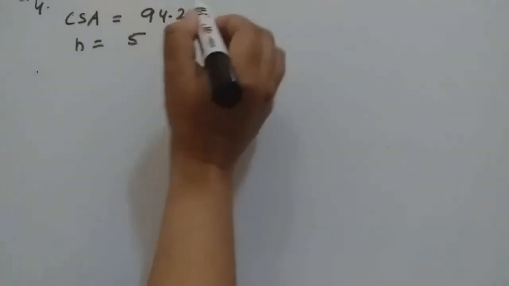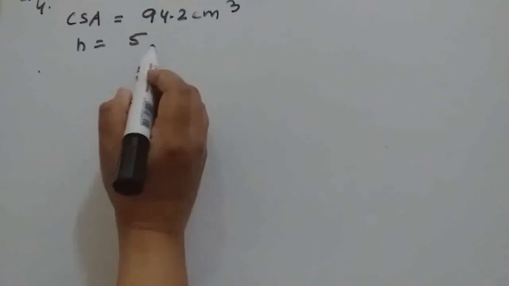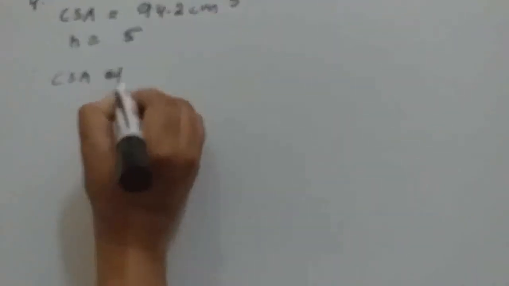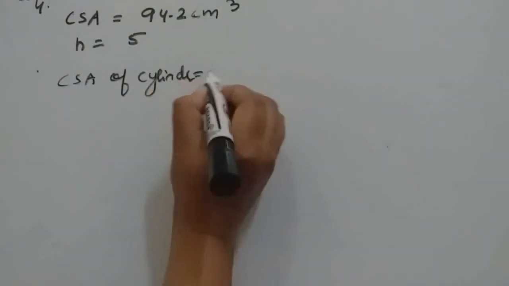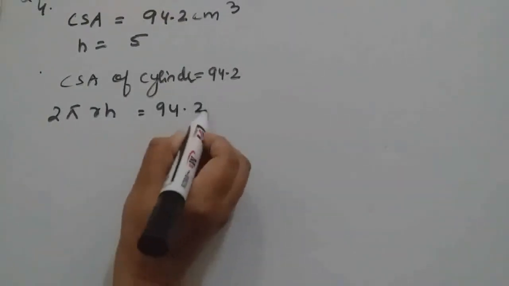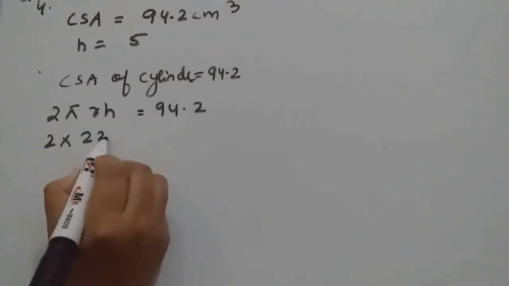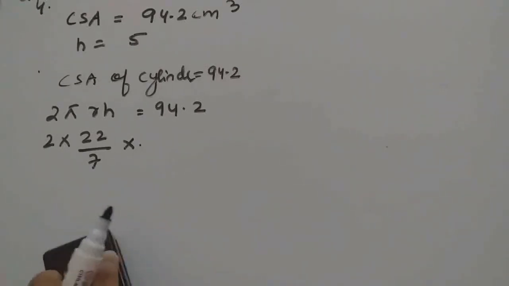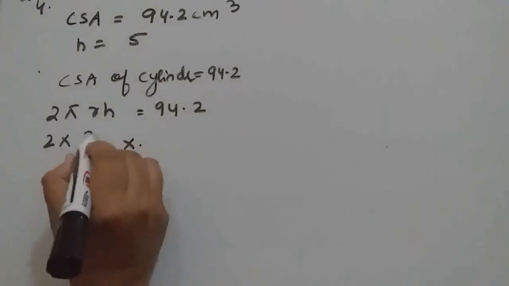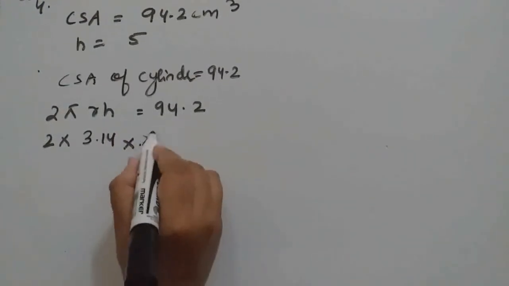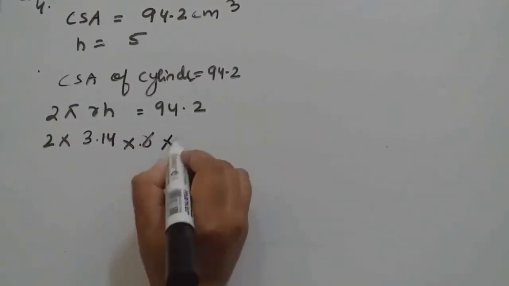In question 4, lateral surface area of cylinder is given this much centimeter square. Height is given. Then we should find radius and volume. Now we know CSA of cylinder is equal to 94.2. We know it is 2 pi RH. Isn't it? So 2 into 22 by 7. And here one more thing is written: use pi as 3.14. So we should use 3.14 only. R is not given, so we'll write R as it is. Then H is given 5.